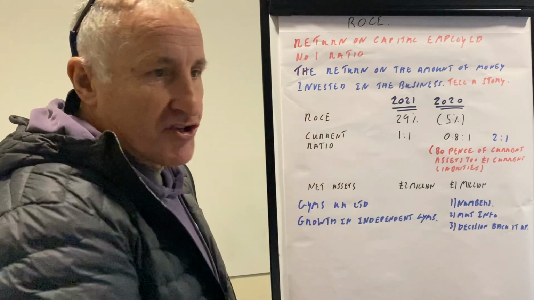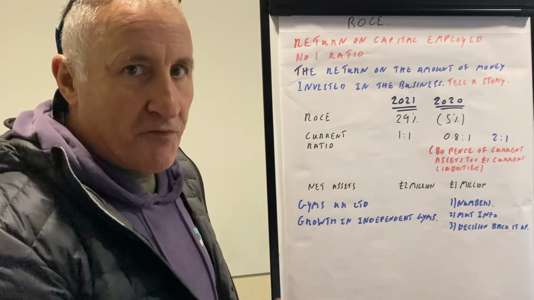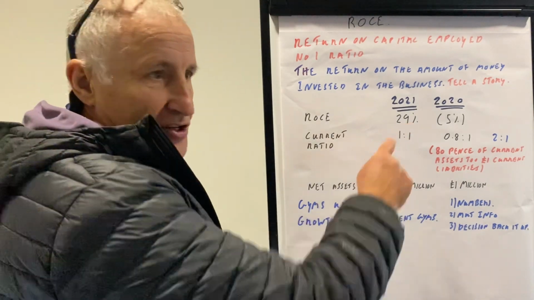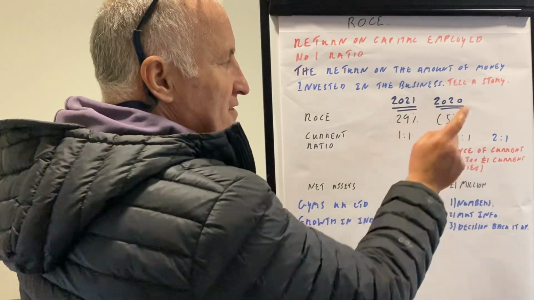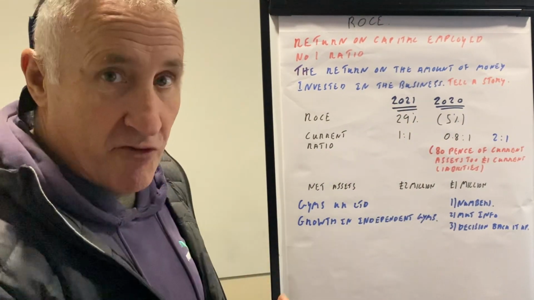So this is return on capital employed, the number one ratio. It shows you how much profit that you're making from how much has been invested in the business. Got a quick example here. If you go from -5% to 29%, that tells a story that the business is now doing really, really well.